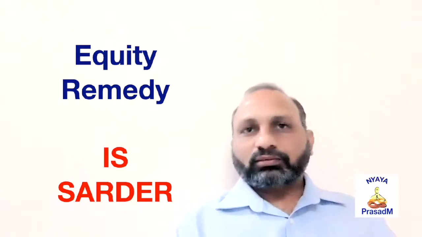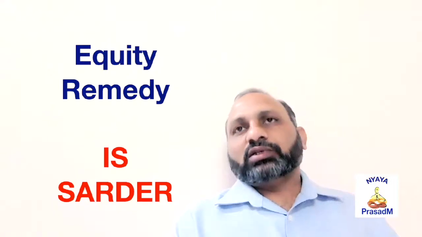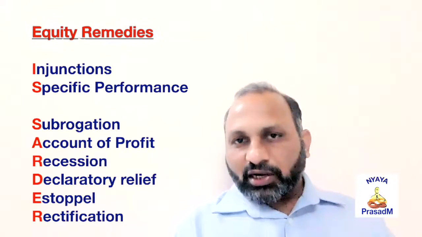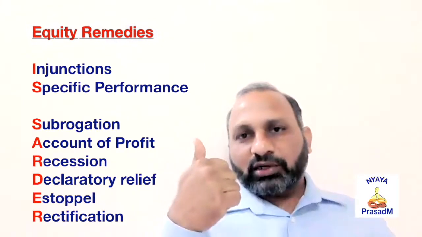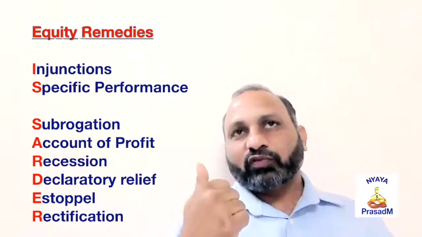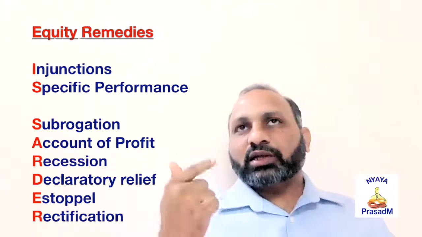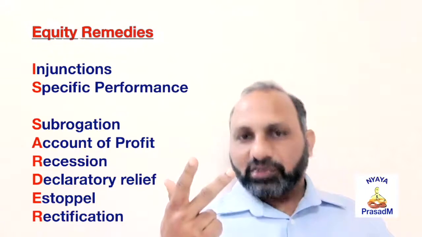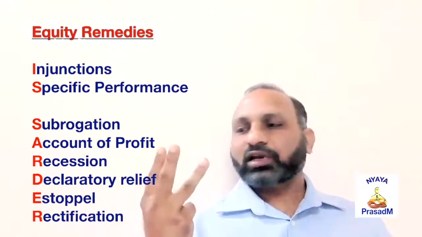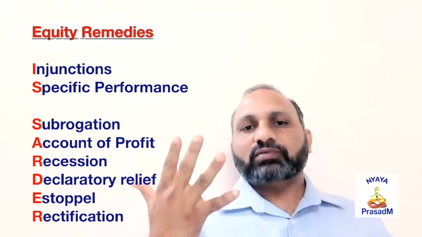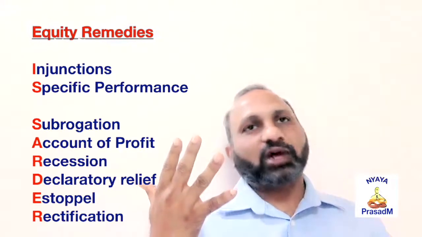In this, I stands for injunctions, S stands for specific performance, and S for subrogation, and next is A for accounts of profits, and next is R for rescission or reversing, and then D for declaratory relief, and next is E for estoppel, and next is rectification. Rectification is the final one that stands for R.